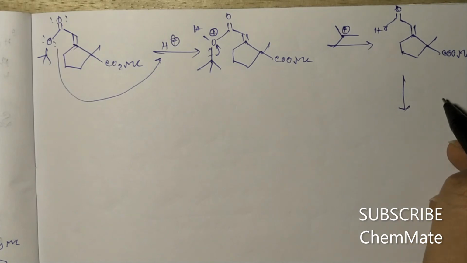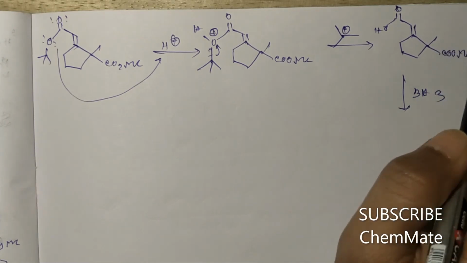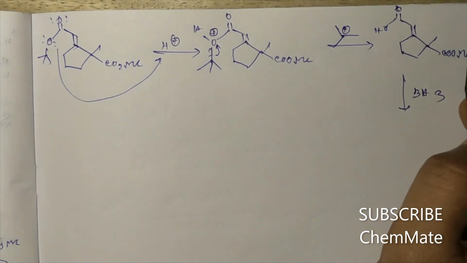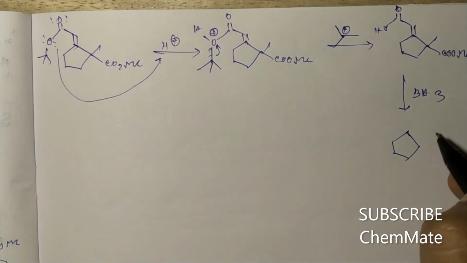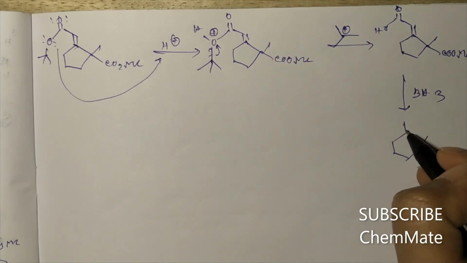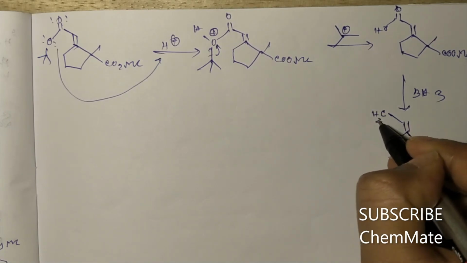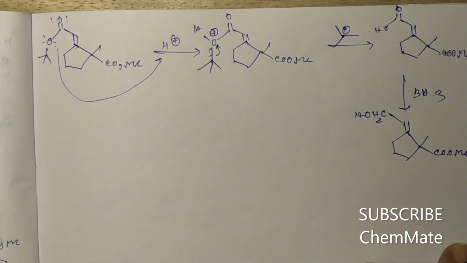Now if it is treated with BH3, then this will be reduced to CH2OH, because BH3 will selectively reduce the carboxylic acid in presence of an ester. So the product will be, the ester remains as usual, whereas this will be CH2OH. So this will be the product.